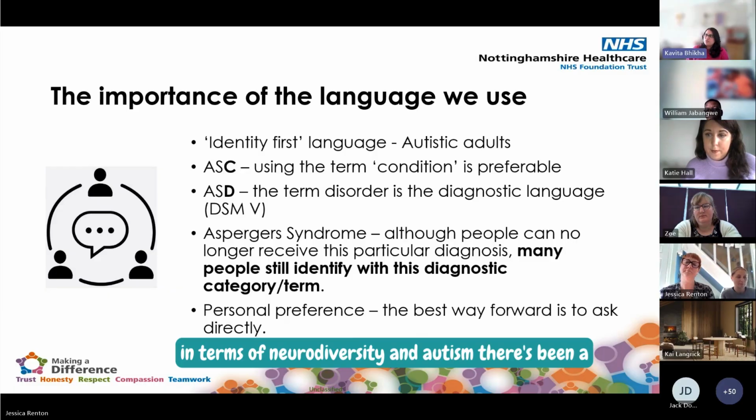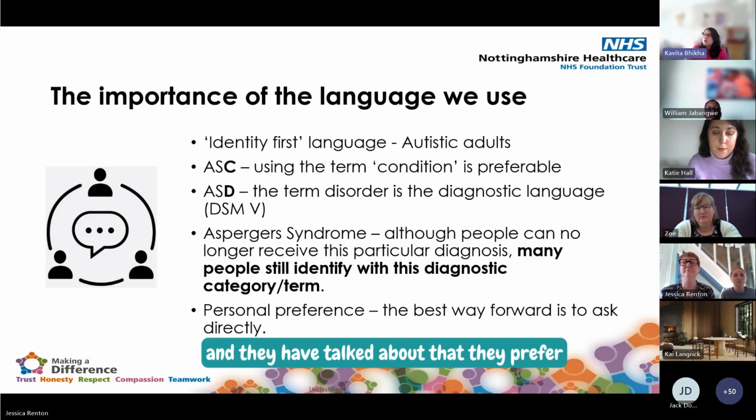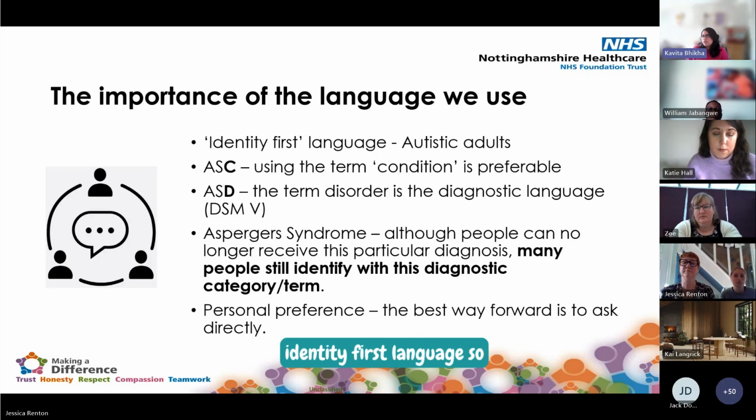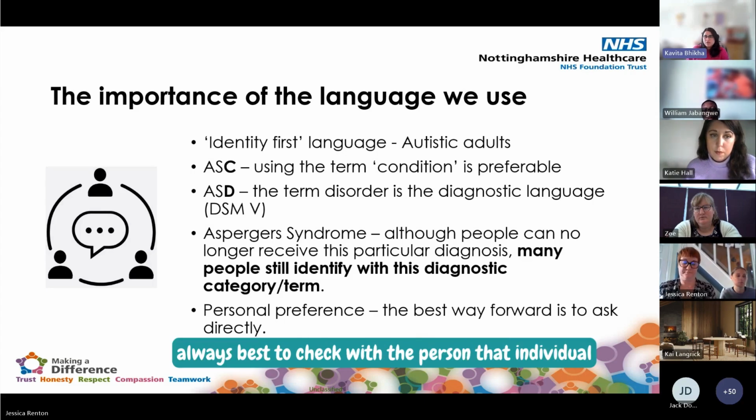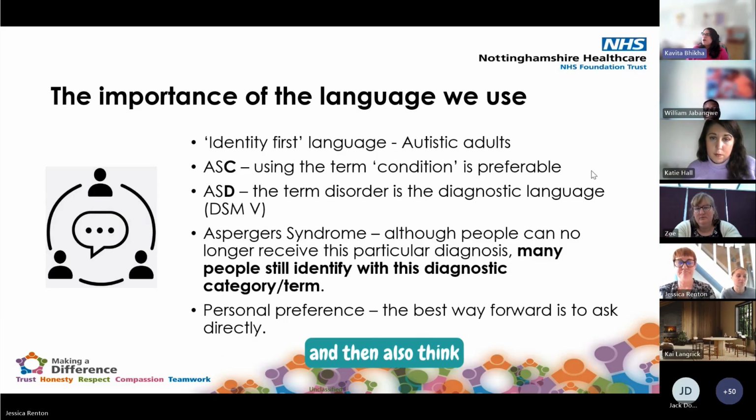However, in terms of neurodiversity and autism, there's been a lot of research into what autistic people prefer, and they have said that they prefer identity first language. So they prefer being referred to as autistic, or an autistic person. But it's always best to check with that individual what they prefer, rather than assuming.